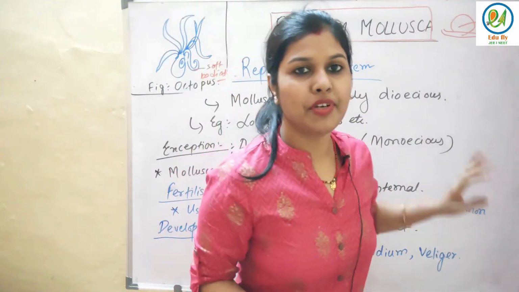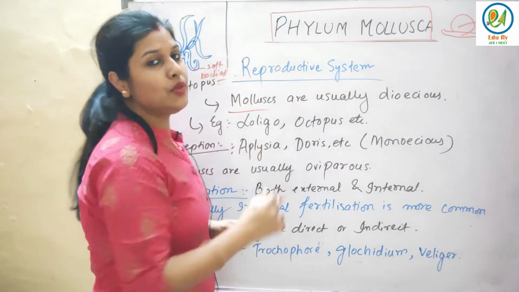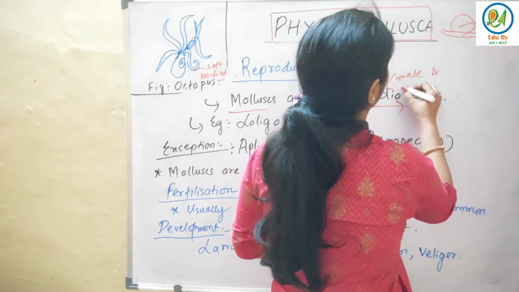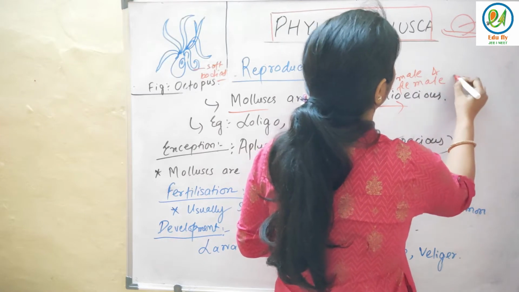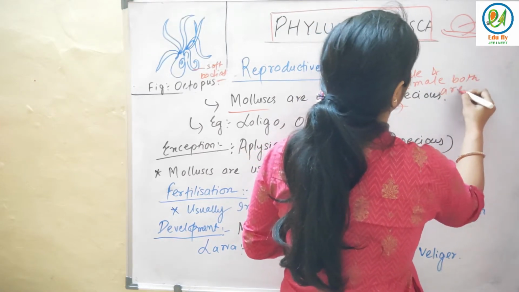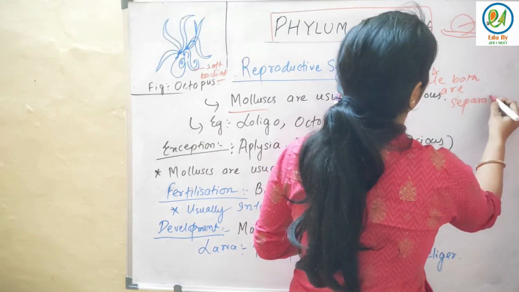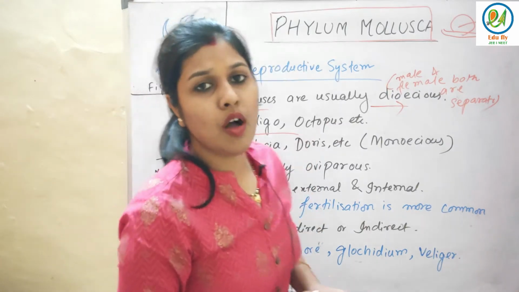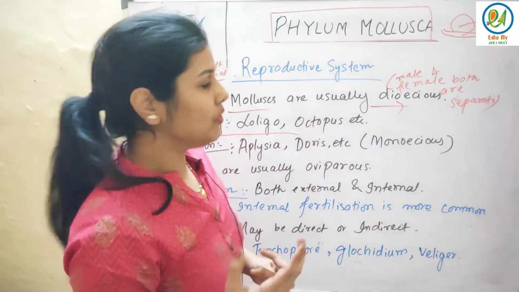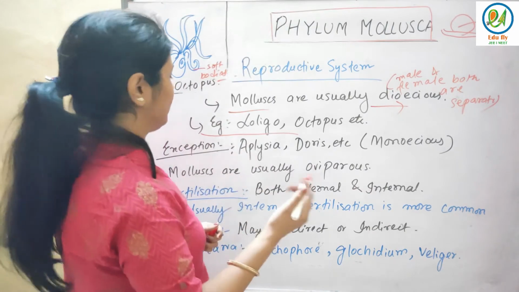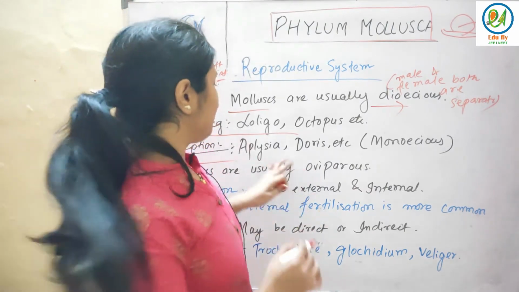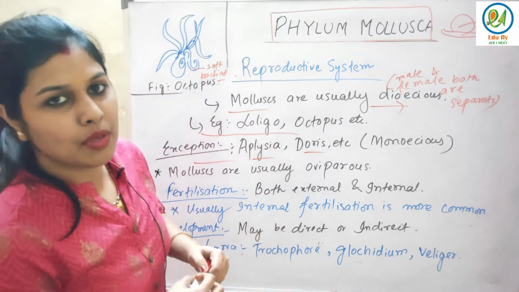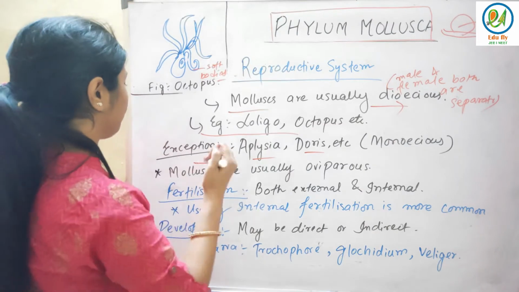Now we'll see the reproductive system in case of mollusk. Mollusks are usually dioecious. That means male and female organs are separate. Dioecious: male and female are separate. Examples are Loligo, octopus, etc. Next, there is an exception: Aplysia and Doris are monoecious. That means their male and female organs are in the same body itself.